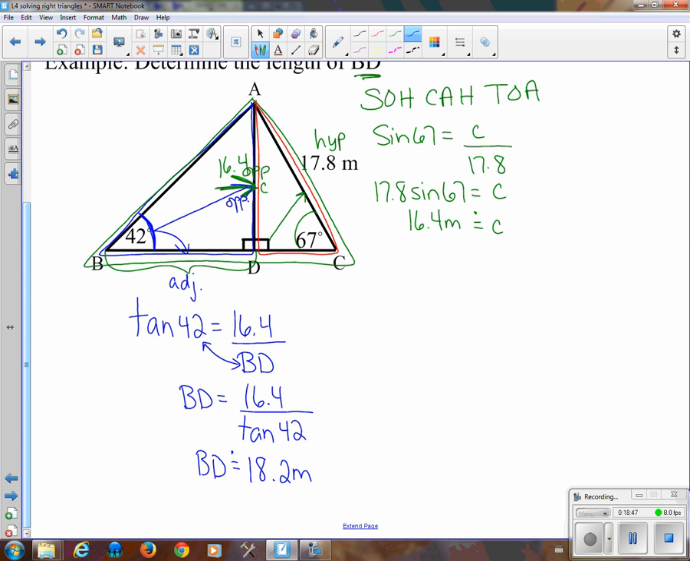So sometimes you've got to use information from one triangle to find information that you need to share to find what you want in a second triangle. So be very aware of what numbers you're given, where they are, and the information you need to use Pythagorean theorem, SOHCAHTOA, and the sum of an angle.